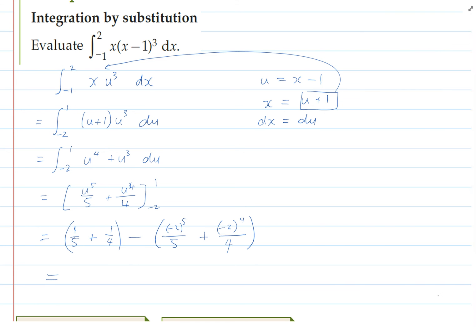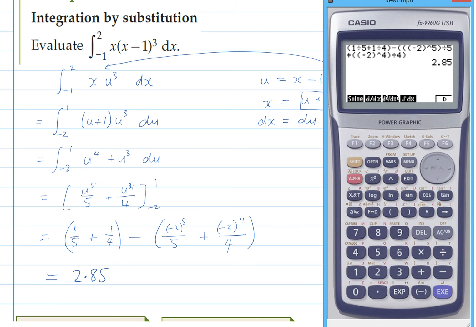Okay, 2.85. And let's just check that answer with our integral function. So integrate x bracket x minus 1 bracket to the power of 3 from negative 1 to 2. And that gives us the same answer, so we have confidence that we are correct.